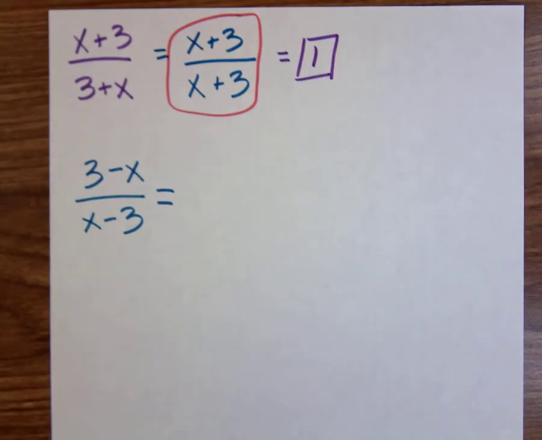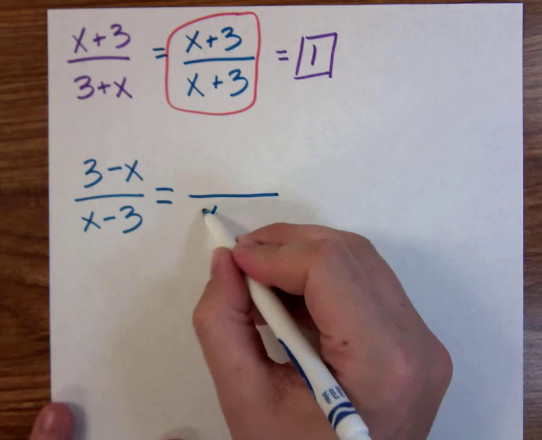Same problem here, which is that it looks confusing because on the bottom the x comes first and on the top the 3 comes first. So I'm going to do the same thing I did on the last one, which is switch the order so the x comes first in both of them, right? Okay. So the bottom I'm just going to leave as x minus 3.